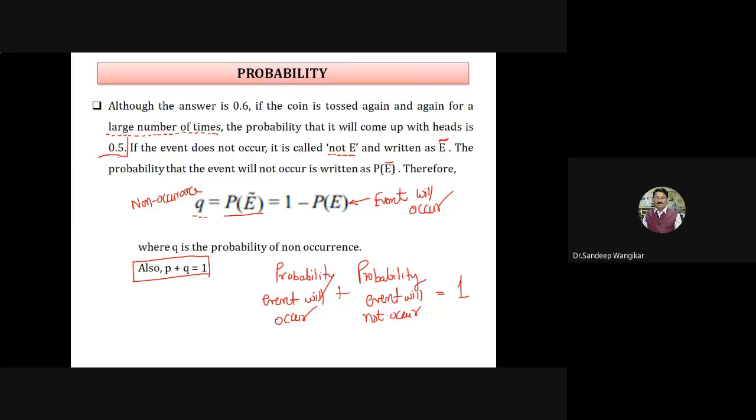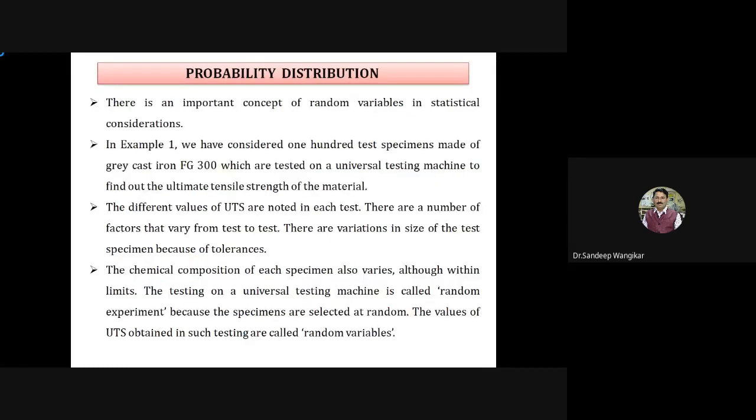If the event does not occur, it is called not E, denoted by the symbol I have shown on the head of E. The probability that the event will not occur is written by small q, and the probability that the event will occur is written by small p. The probability that the event will not occur is equal to 1 minus P(E), because ultimately we know that the probability that the event will occur and the event will not occur add up to 1.